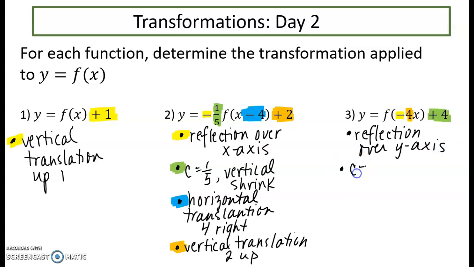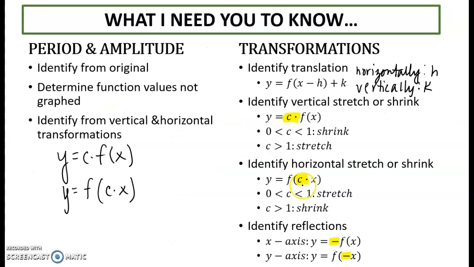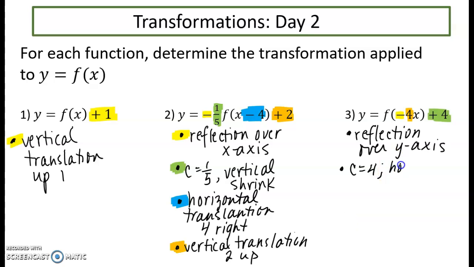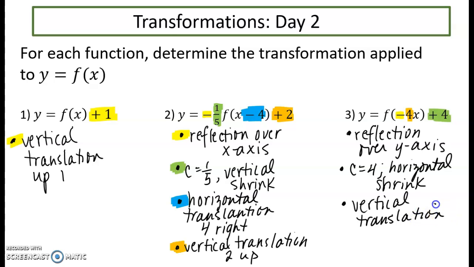Okay, next I have a multiplier of 4, but what does that mean? My multiplier is on the inside, so it's a horizontal dilation. My multiplier is a number bigger than 1, so it's actually a horizontal shrink. And then my plus 4 on the outside means it's a vertical translation of 4 units up.